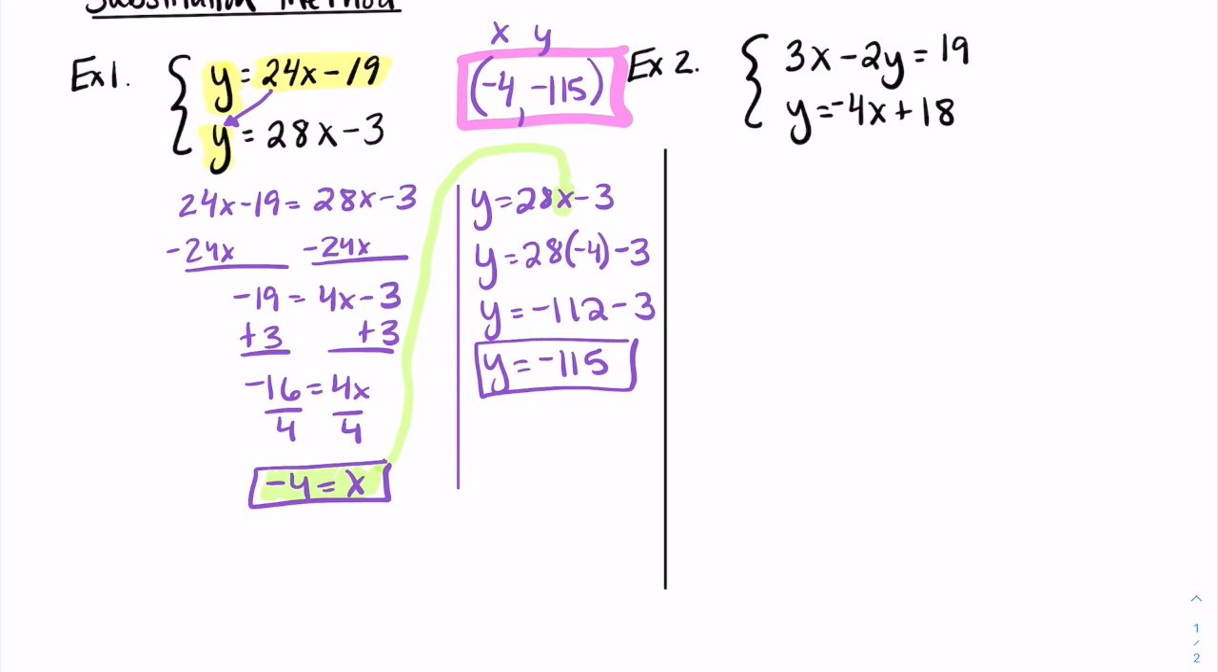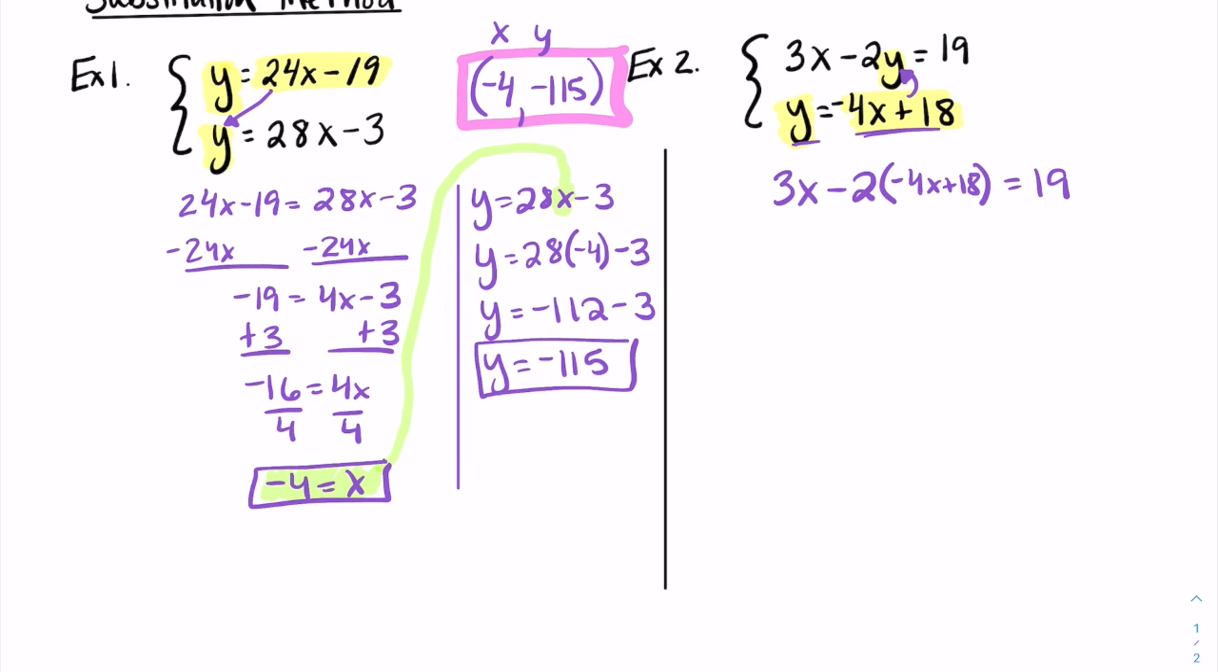For example 2, we can follow those same steps. We know that y has a value of negative 4x plus 18. So we can look in the other equation, find the y, and we can replace that y with negative 4x plus 18. So now I'm going to rewrite the 3x minus 2y equals 19. 3x minus 2. Remember, we're going to substitute for y. We're going to substitute the negative 4x plus 18 for y since they're equal.